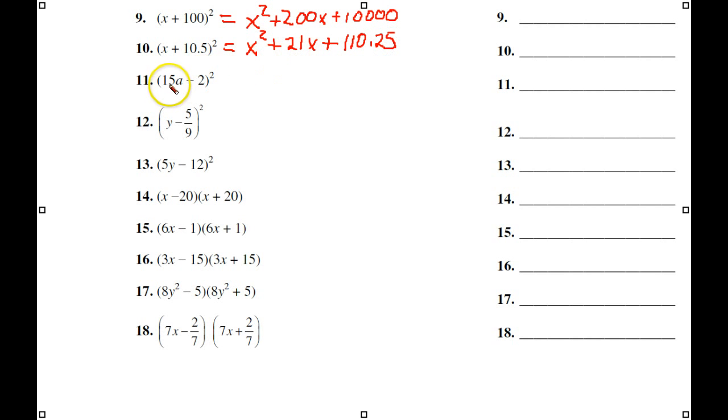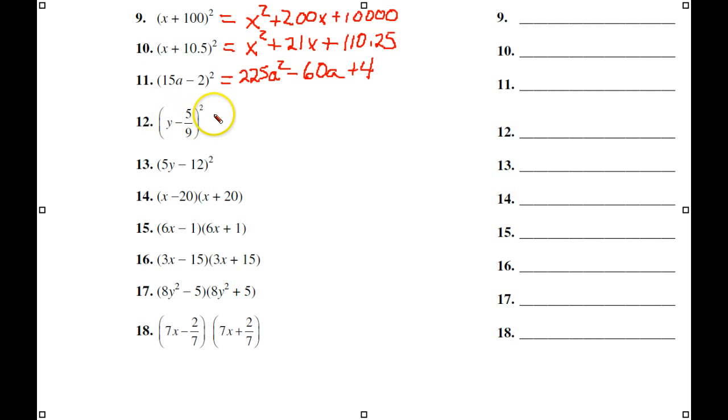All right, we're going to square 15a, and that gives us 225a squared. Going to multiply 2 times 15a and get a negative 30. And we're going to double that. That'll give us a negative 60a. And then square the negative 2, which would give us a positive 4.